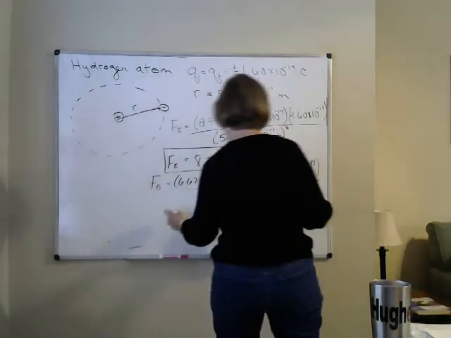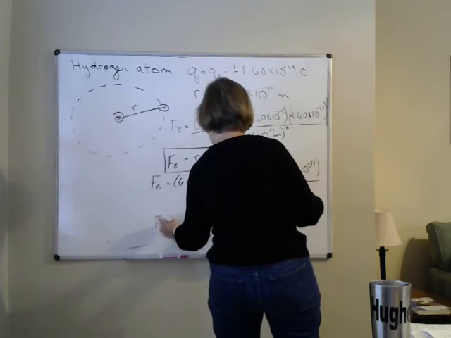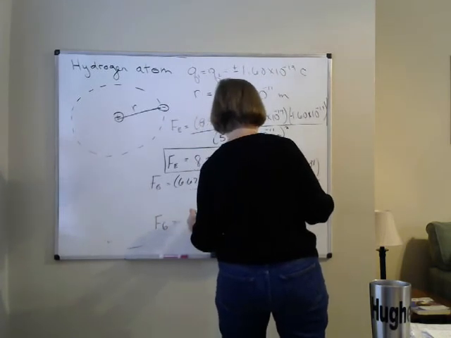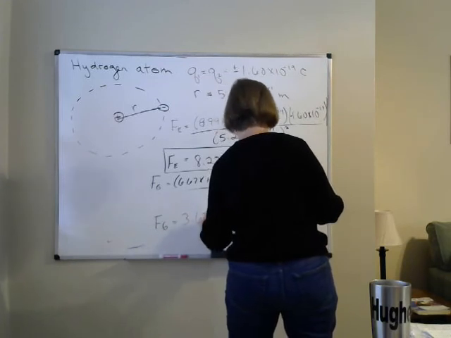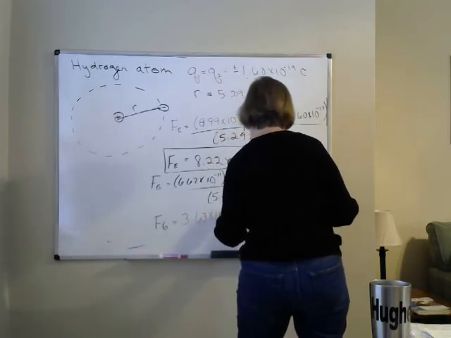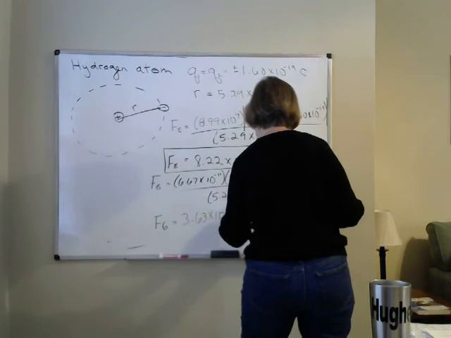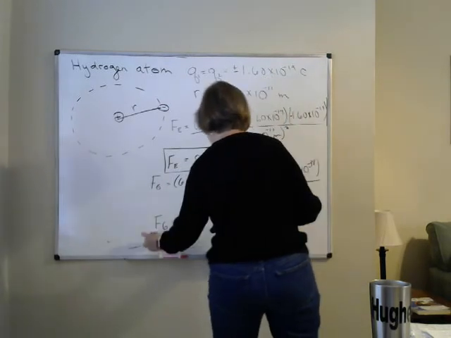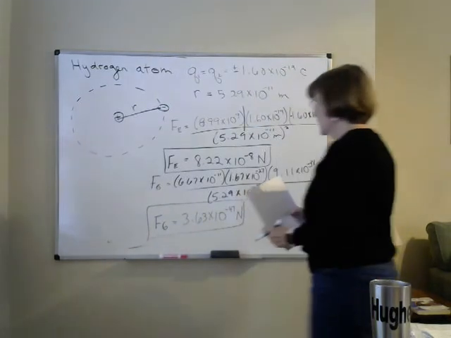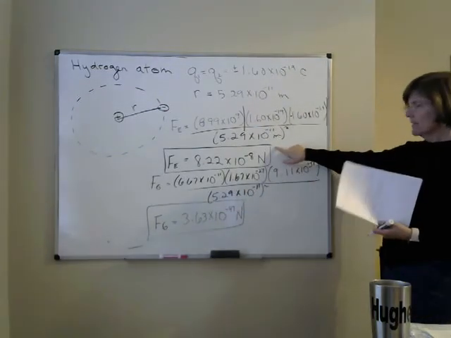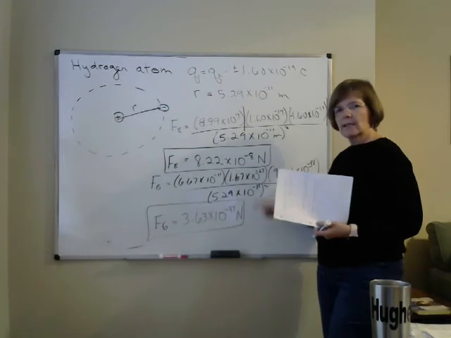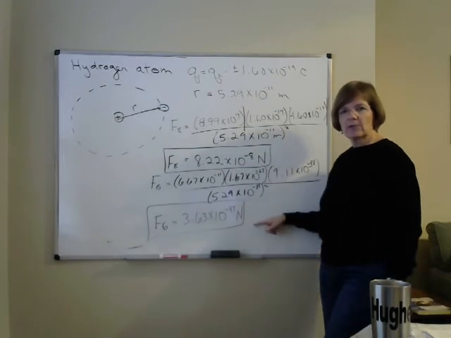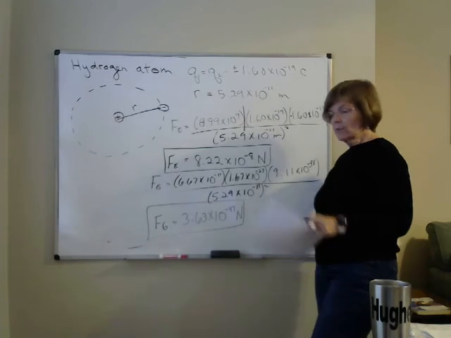Well, sure enough, when we put this in, that force comes out to be 3.63 times 10 to the negative 47 newtons. When I say that electrostatic forces are much stronger than gravitational forces, there's a pretty good explanation right there. Another one is really simple.